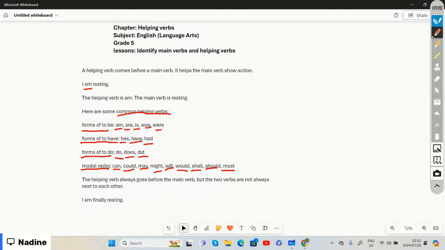All right. And we see that helping verbs don't always go directly before a main verb, so the two verbs are not always next to each other. If you look at an example, it's where it is, I am finally resting. And as you can see, there is another word that separates the two, but they're still in the same context.